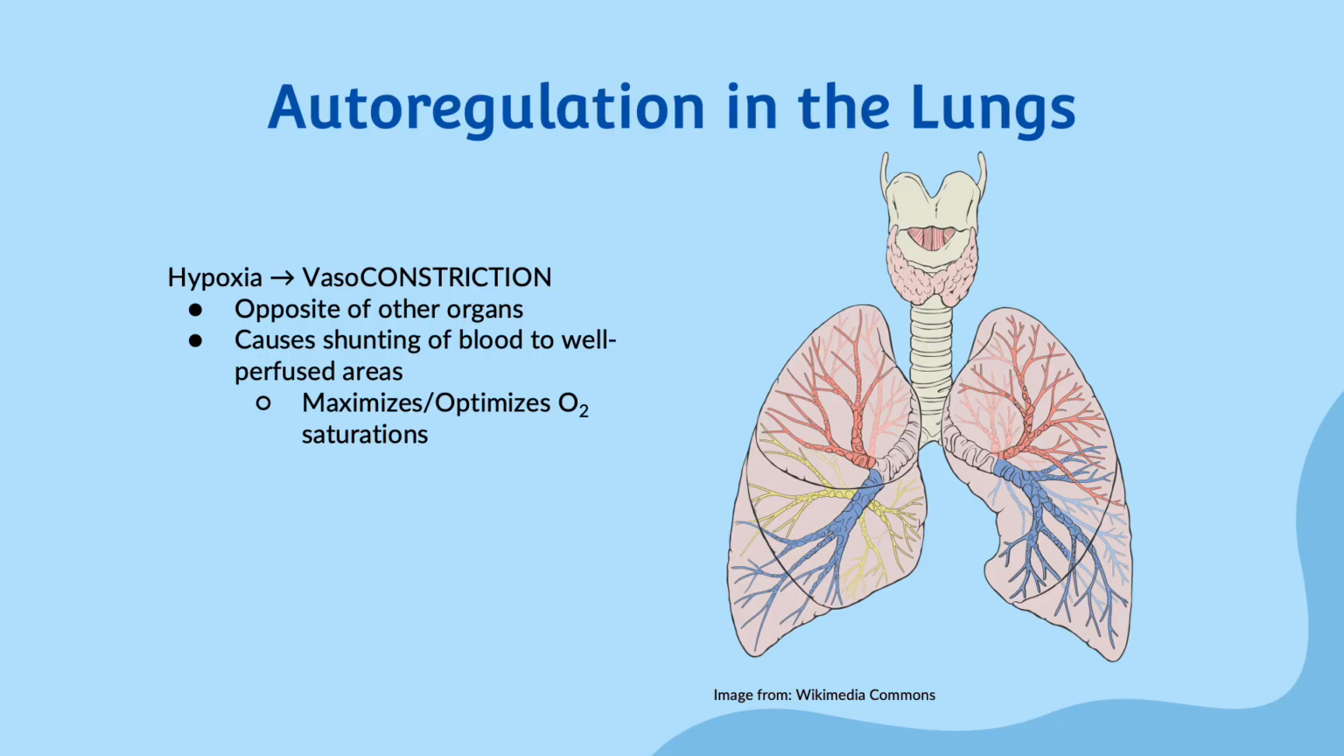Let's start with autoregulation in the lungs. In the lungs, the blood vessels constrict or dilate in response to changes in oxygen levels. When there is a decrease in oxygen levels, the pulmonary blood vessels constrict to redirect blood flow to areas of the lung that have better oxygenation. When there is an increase in oxygen levels, the pulmonary blood vessels dilate to increase blood flow to areas of that lung so that oxygen can be optimized. Keep in mind that it's typically the opposite of this for the rest of your body.